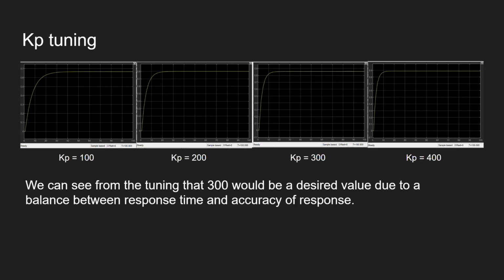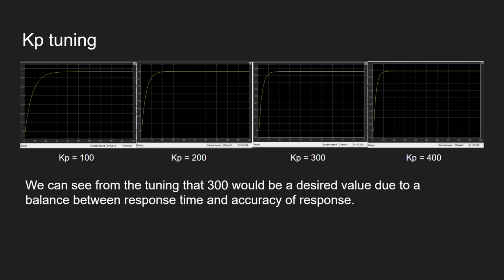Now, regarding the KP tuning, we can see from the tuning that 300 would be a desired value to balance between response time and accuracy of response. We can see from KP values of 100 and 200, there's not enough of a response value. It's just not getting enough height onto that one-step value. KP value of 300 is getting close, while KP 400 is getting slightly closer.